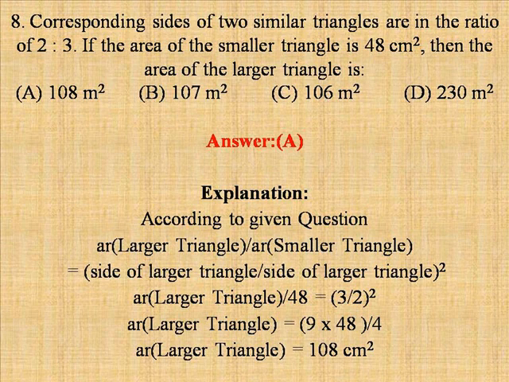Why is it? We know the property that if the triangles are similar, then the ratio of the areas is equal to the ratio of the corresponding sides whole square. So that gives area of large triangle by area of small triangle equal to side of large triangle by side of small triangle whole square. So that will be area of larger triangle by 48 equals to 3 by 2 whole square. So area of larger triangle equals to 9 into 48 by 4, that is 108 cm square. So this is the option A.